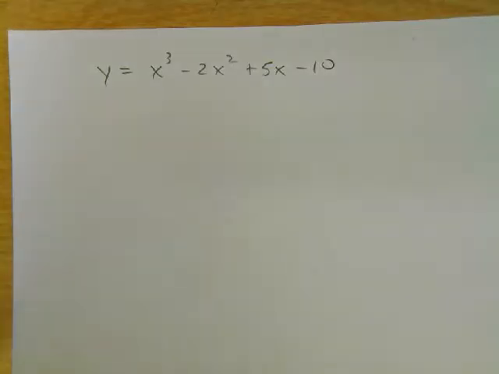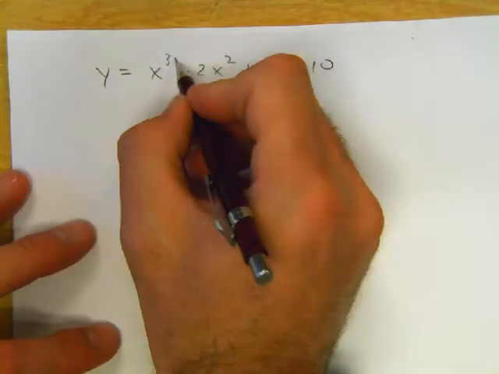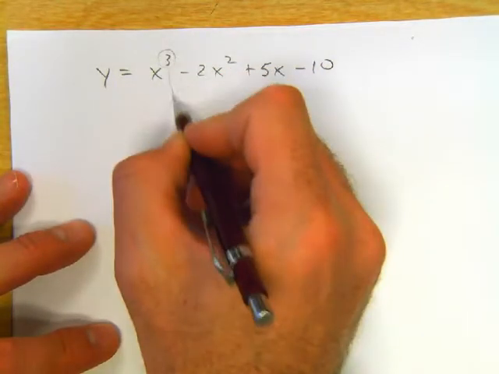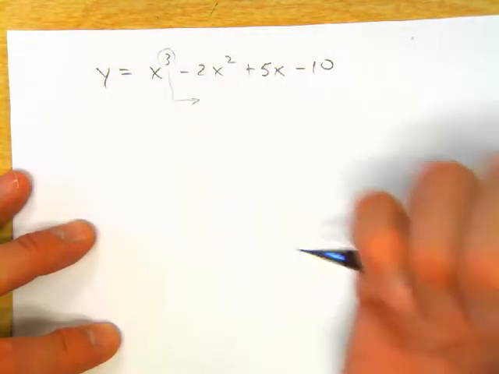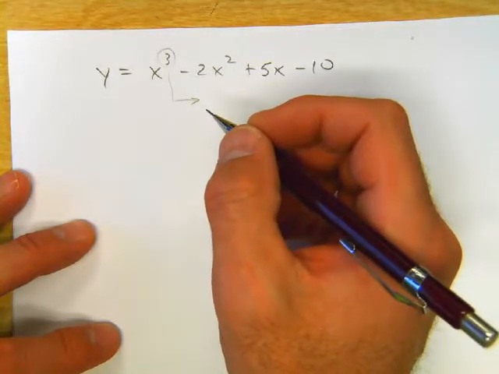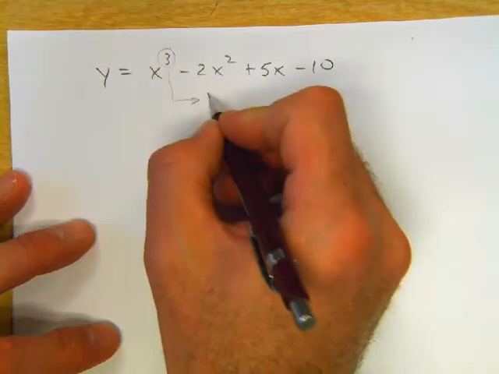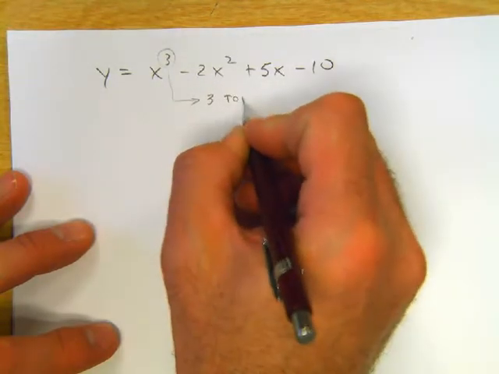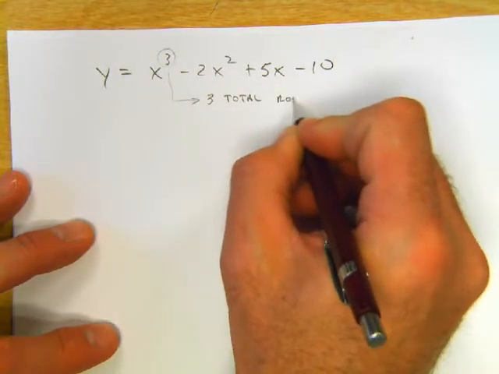Okay, find the actual roots for each polynomial. So here's what I propose. Follow this process. First of all, this is third degree. So how many total roots will there be, of rational, irrational, and or imaginary? Three. So there will be three total roots.